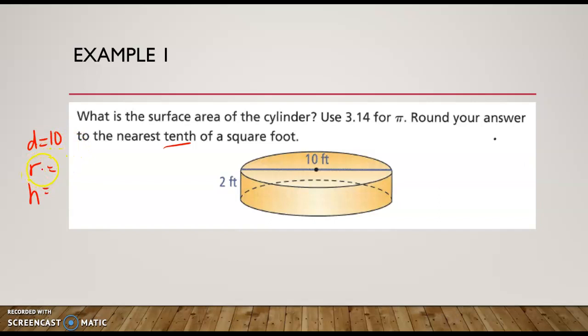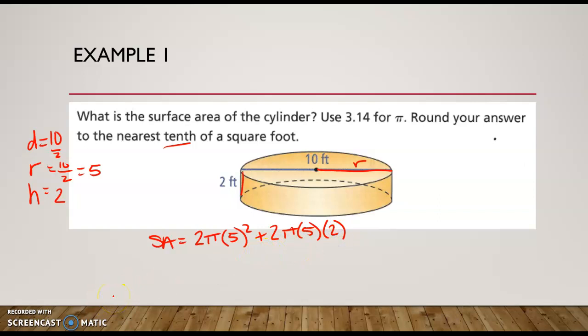And so I'm going to take the diameter and divide it by 2 to get my radius. My radius is going to be 10 divided by 2, which is 5. My radius is 5 because I only want half of this. That becomes my r. My height is this 2 feet. From here we just plug in: surface area equals 2 pi, radius is 5, so 2 pi 5 squared plus 2 pi times 5 times our h, which is 2.